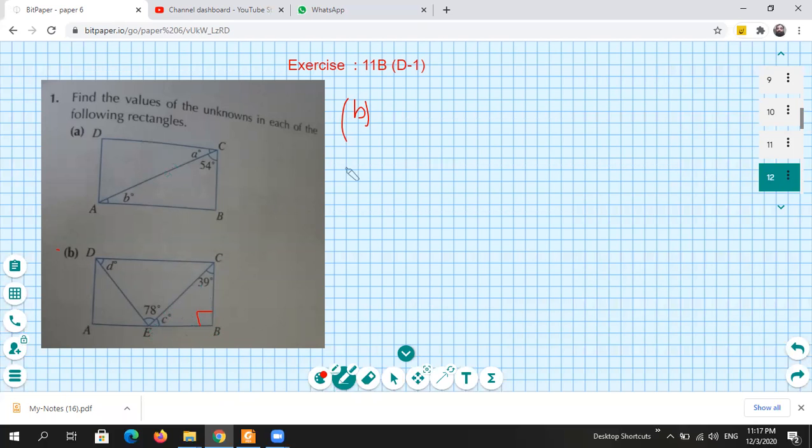In this triangle BEC, the sum of angles should be 180 degrees. I'm writing here, in triangle BEC, angle C plus 39 and the third one is 90 degrees, equal to 180. So C will be equal to 39 plus 90, which gives you 129. So C will be equal to 180 degrees minus 129. So C will be equal to 51.